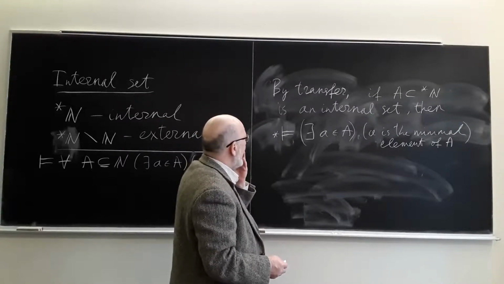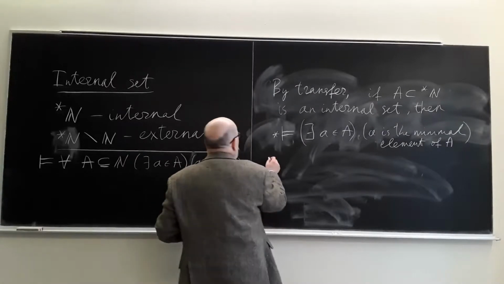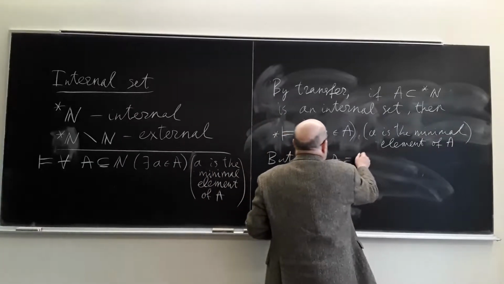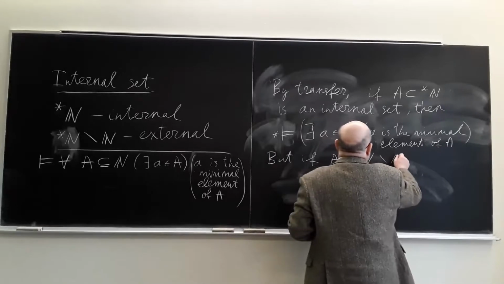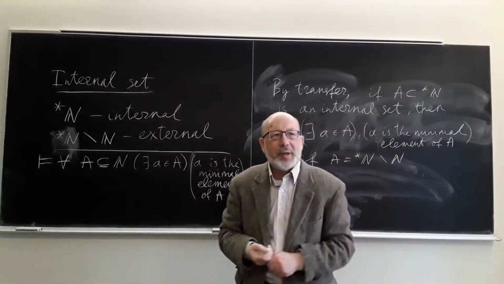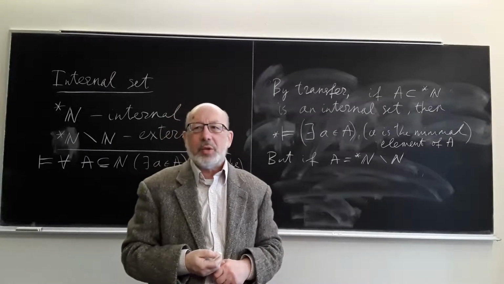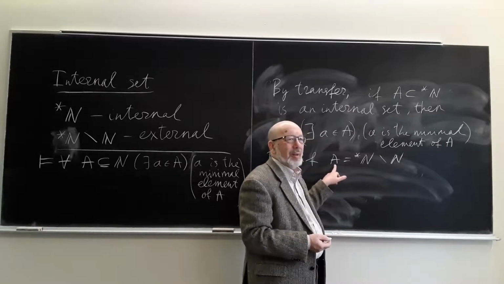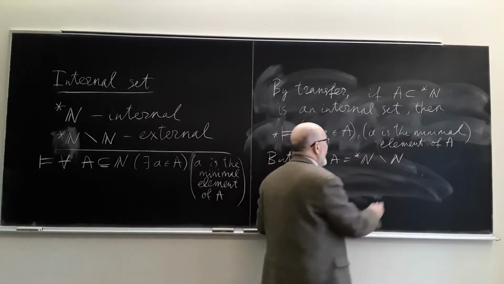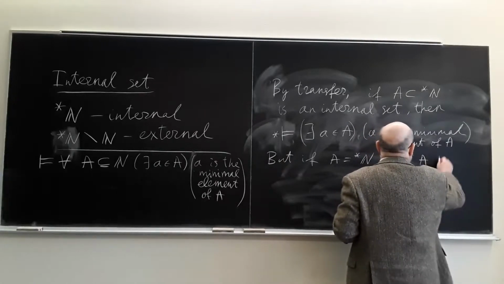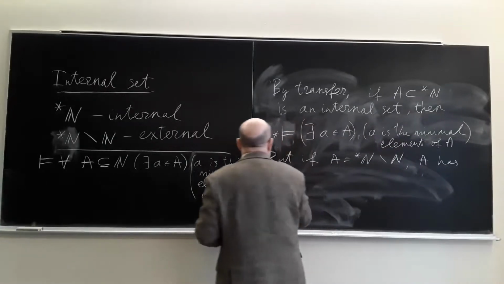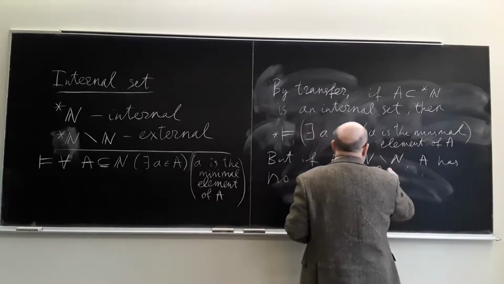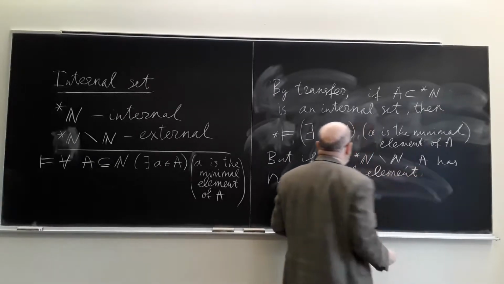But if A is star N minus N, for example, so it is a set of infinite integer numbers, what happens? A cannot have a minimal element. A has no minimal element. No, why?